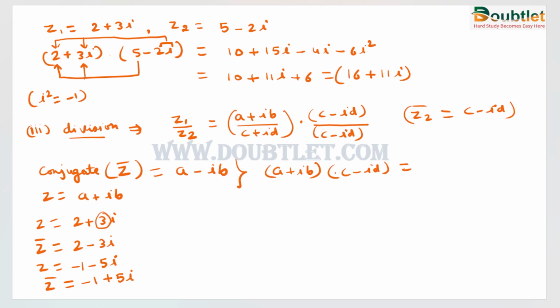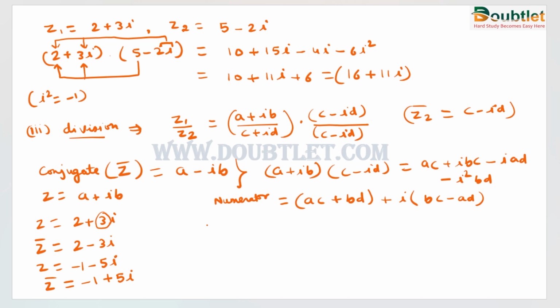If we follow the same principle, this will become ac, then iota bc, then minus iota ad, and then minus iota square bd. Iota square is minus 1, so this becomes plus. What we have got is ac plus bd, which is the real part of the numerator, plus, taking iota common, iota times bc minus ad. So this is the numerator. Now we will solve the denominator.